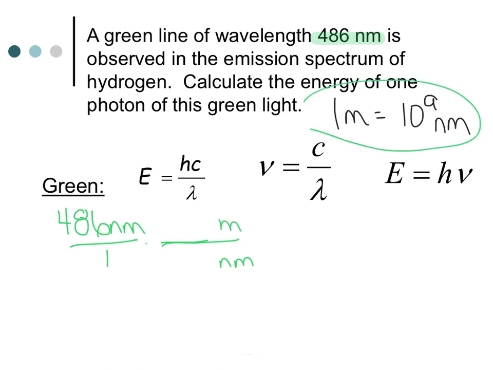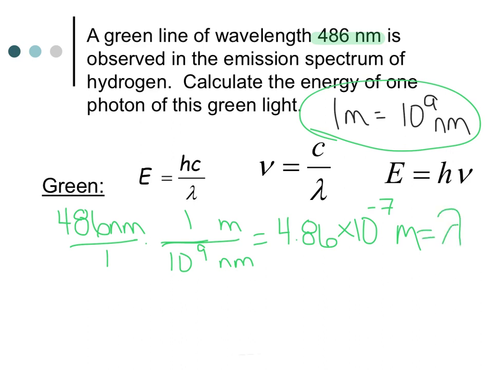So 1 meter is equal to 10 to the 9th nanometers. A conversion that you could look up on your conversion factors sheet or your things to know and love. 1 meter times 10 to the 9th nanometers. So that means for meters, we have 4.86 times 10 to the negative 7th meters. So that's what I'm going to use for my wavelength.